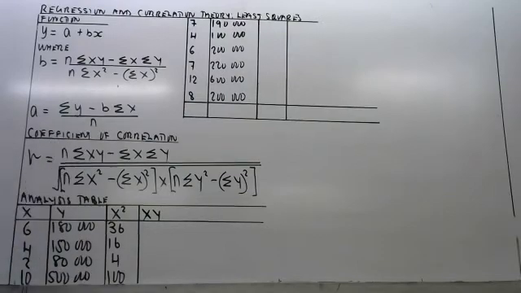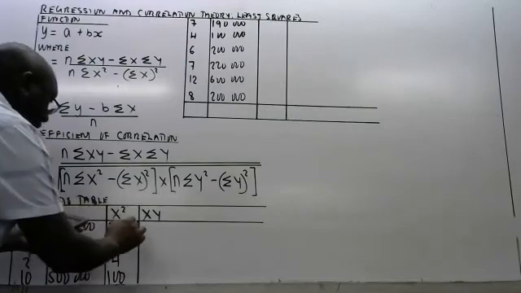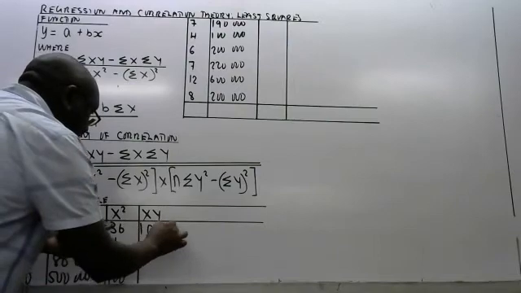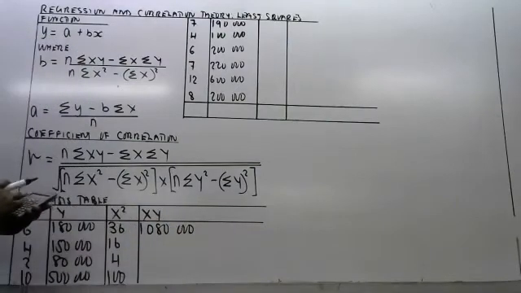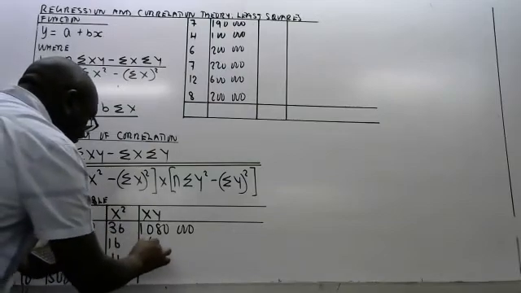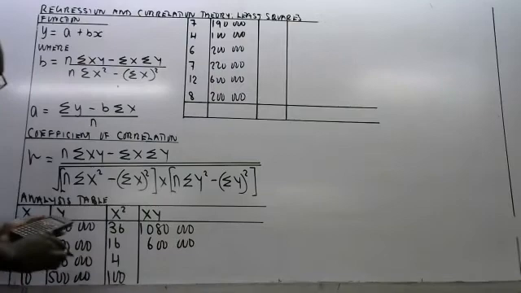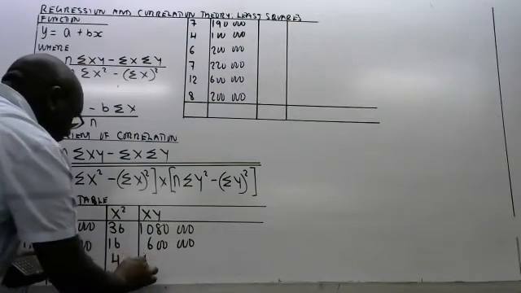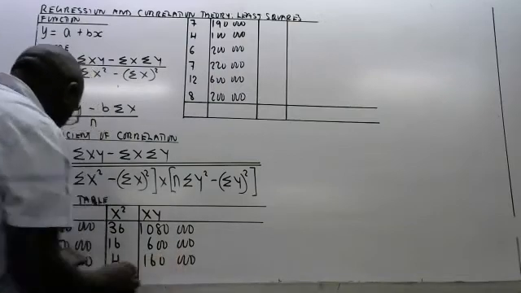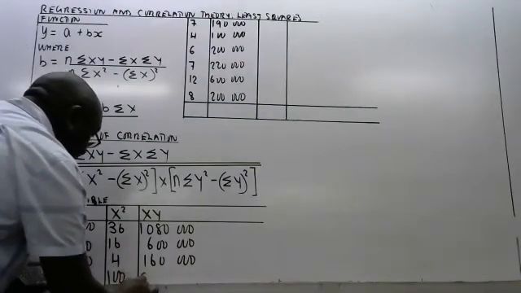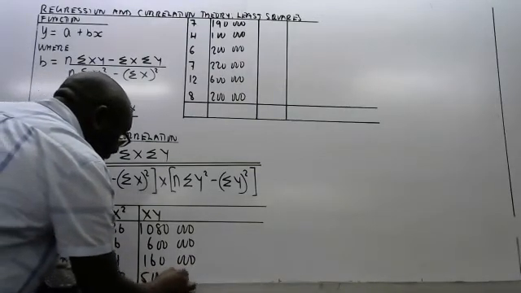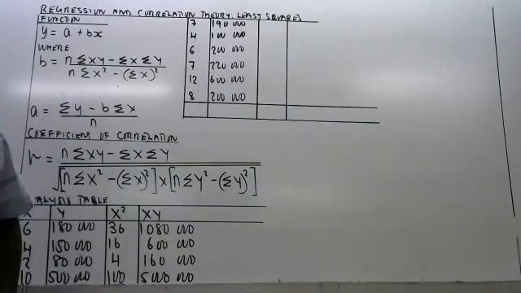So when you multiply several of them, you will have that 6 times 180,000 is 1,008,000. 4 times 150,000 is 600,000. This is 160,000. This is 5 million. You continue that way.